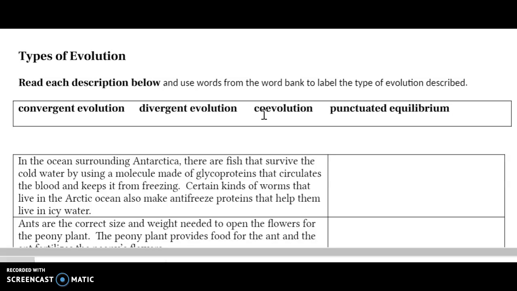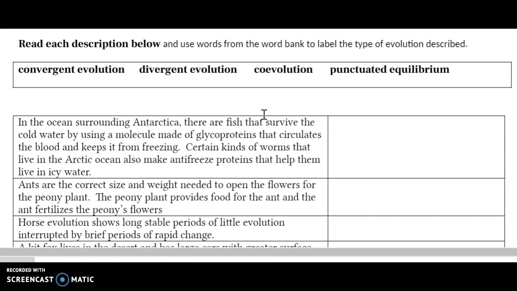Then punctuated equilibrium. Remember, punctuated equilibrium was the one where the idea that evolution happens in big bursts, and in between those bursts we have stability where there's not a lot of change happening, and then maybe another burst of evolution. So we're going to read these and decide which one goes with which.